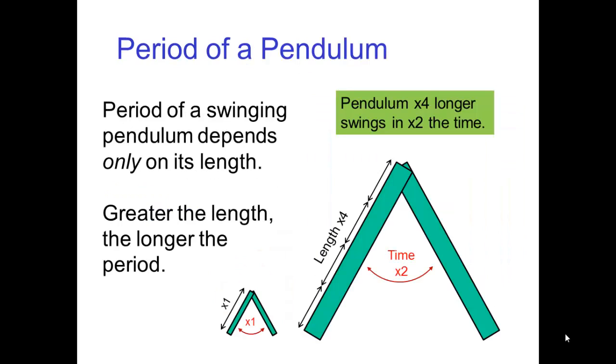The period of a swinging pendulum depends only on its length. The greater the length, the longer the period. For example, if the period of the 1 foot pendulum is 10 frames, then the period of the 4 foot pendulum is 20 frames. It's not obvious, but this is another example of the fourth down at halftime rule.